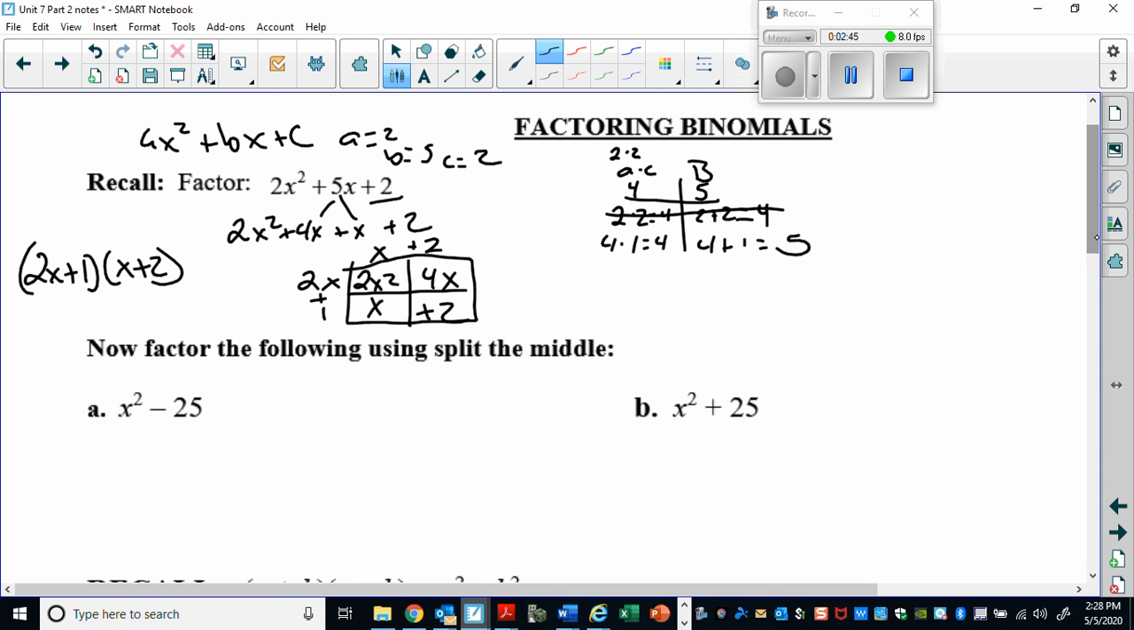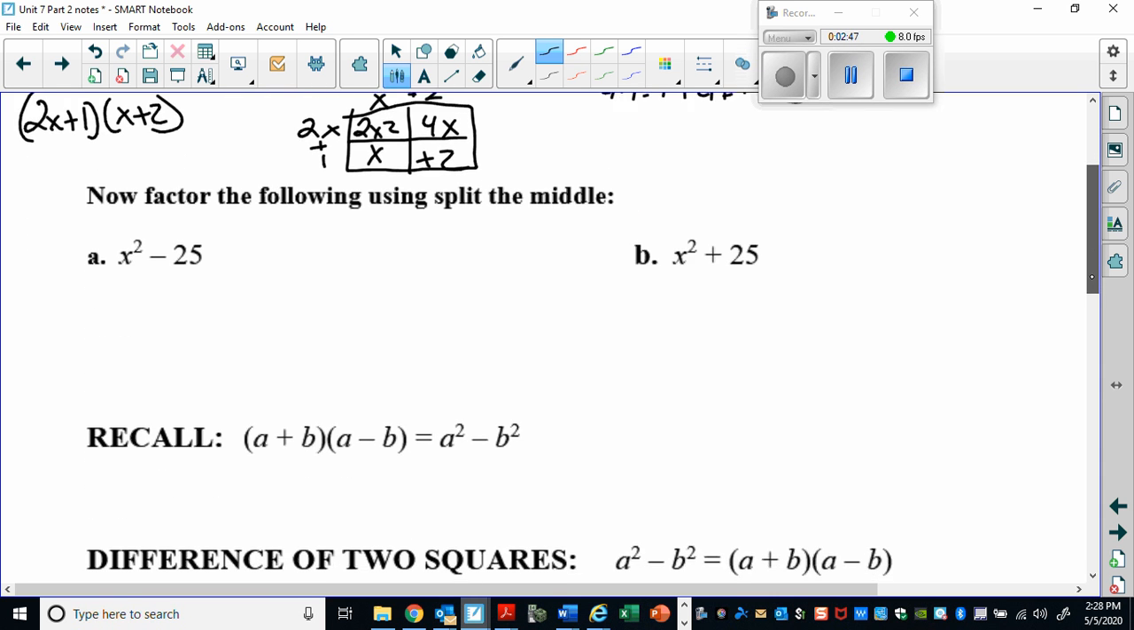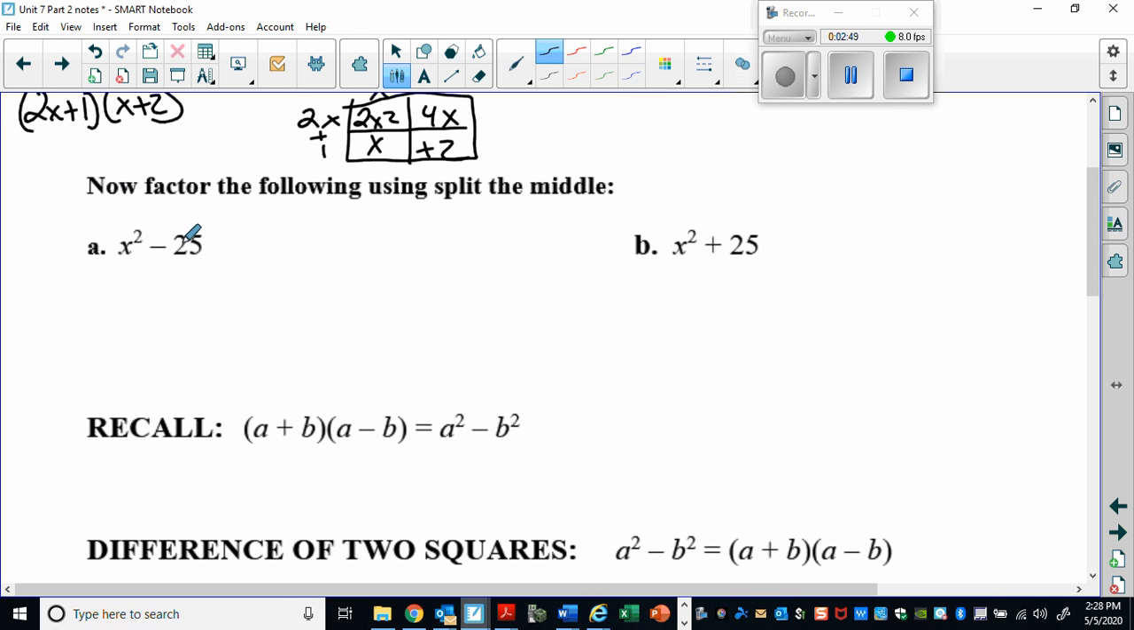Now, moving on to factoring our binomials. First, this is a binomial. So what is this missing? ax squared plus bx plus c. This is missing the second term, bx.